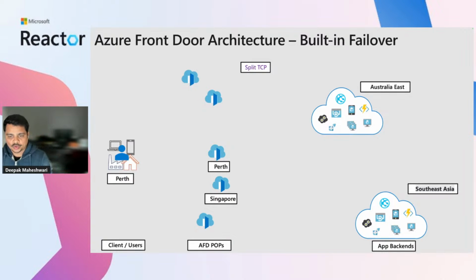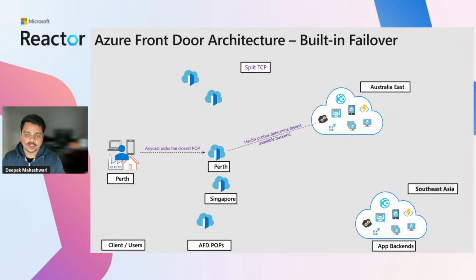As we talked about, Front Door uses the Microsoft Global Edge Network. It means we've got hundreds of edge networks. And the way Front Door works, it uses the BGP protocol capability called Anycast. And it uses Anycast and split TCP.